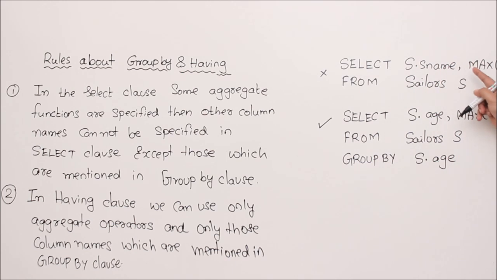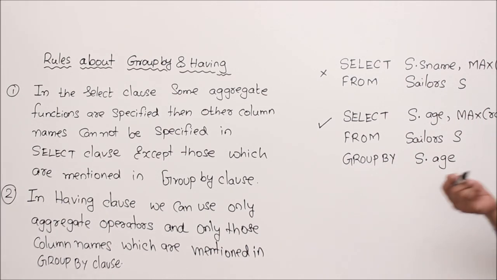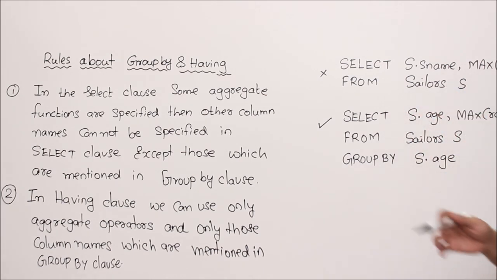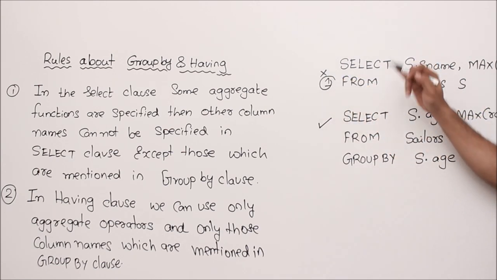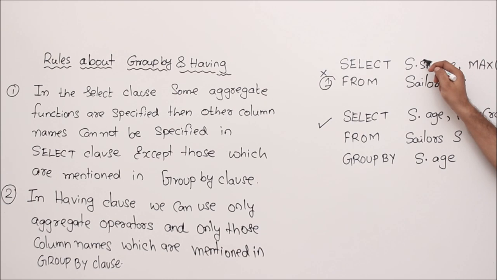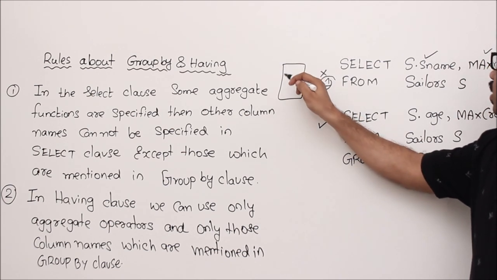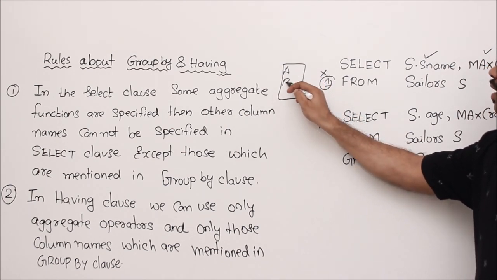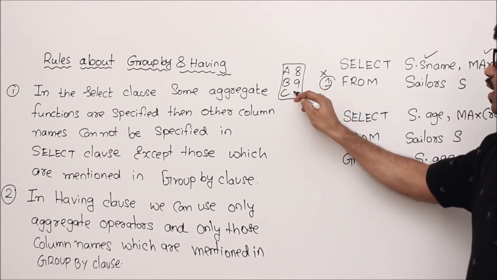Select s.sname, max rating from sailors s. What's the problem with this query? We'll see. First, we try to understand and execute this query. Step number one, take all the sailors, then start printing them directly. What do you have to print? Name and max rating. Example, let's say your data is like this. Sailors are 1, names are ABC. Then max rating is, let's say, 8, 9, 10. In this one, 10.